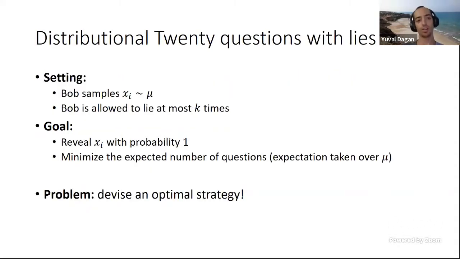So I defined two extensions of this game, first by introducing lies, and then by introducing a probability distribution over the elements. Both were studied separately in prior work. In this work, we study a mixture of these settings, namely both a distribution and allowing Bob to lie.